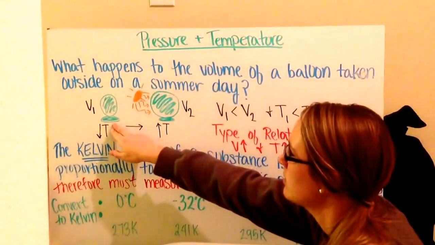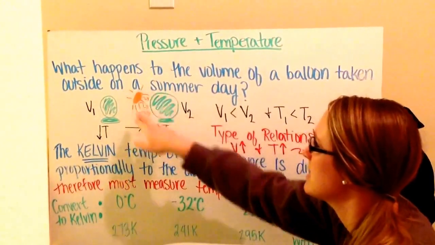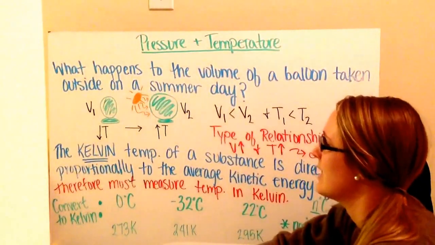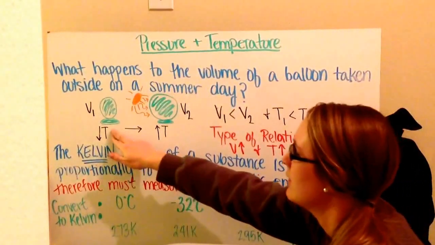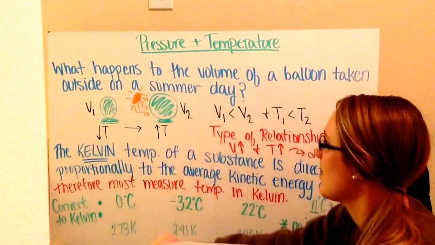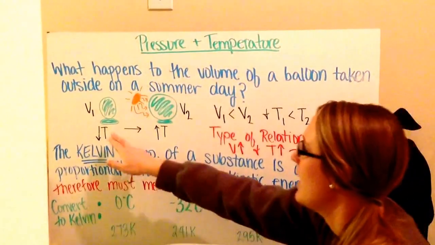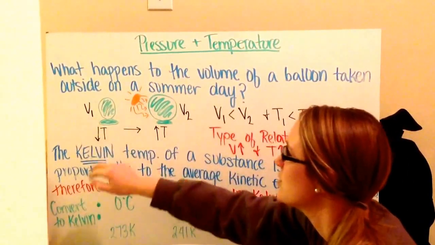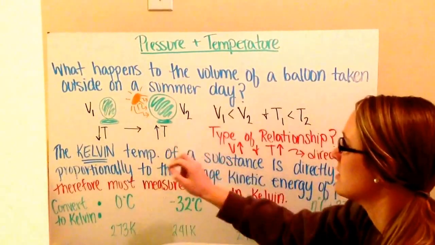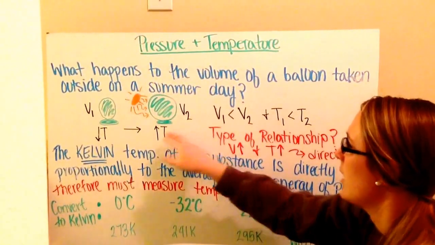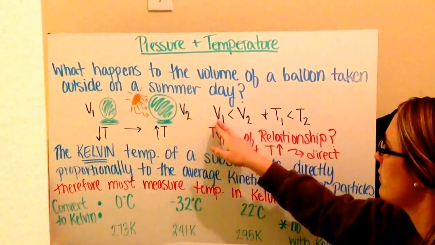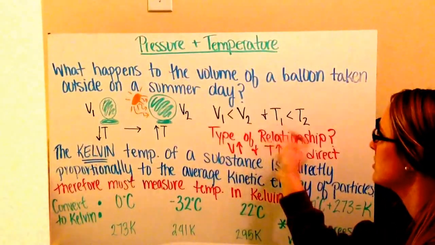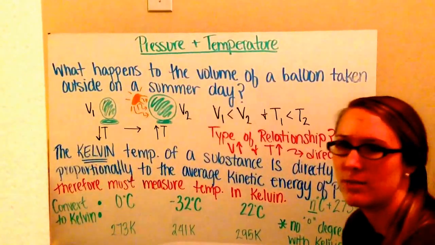So I have my balloon, it's normal size. I take it outside, the sun is beating down on it. The energy from the sun is warming it up because energy is heat. I have a low temperature to begin with, then I have a higher temperature. As my temperature goes from low to high, I notice that the volume of my initial balloon has now increased. So my V2 is bigger than V1. V1, my initial volume, is smaller than my second volume, and my initial temperature is smaller than my final temperature.